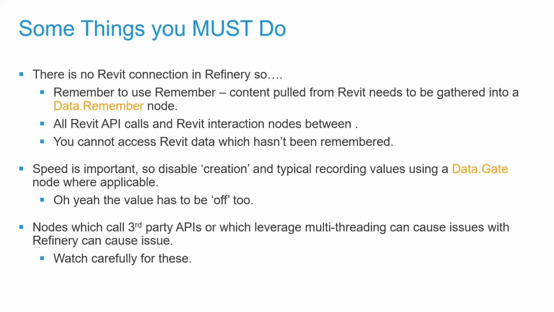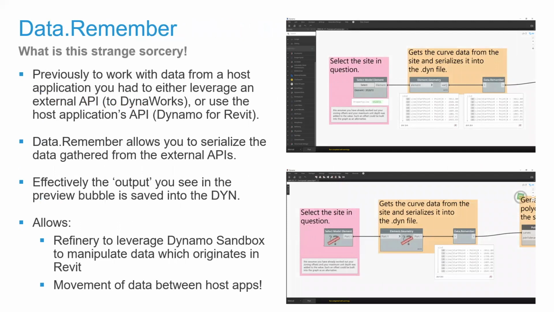And then nodes which call third-party APIs that leverage multi-threading can cause issues with Refinery. Again, we're spinning up 6 instances of Dynamo Sandbox in the background at the same time. That means we need all of those processors. Please don't take them away from us, otherwise we don't know how the software will really get the results back in the right way, usually the wrong way, so watch those carefully.